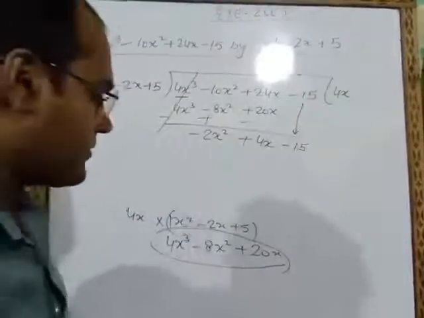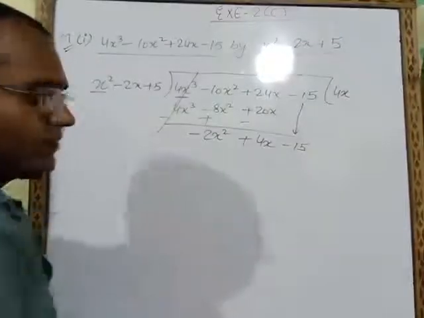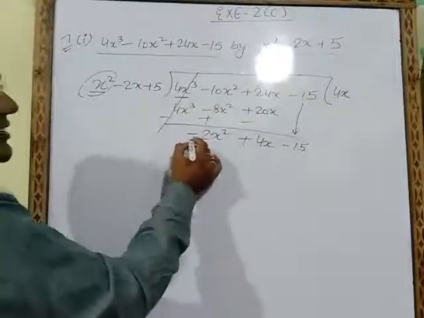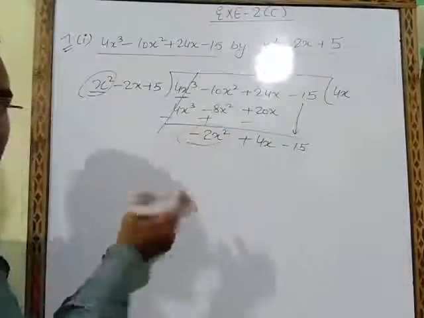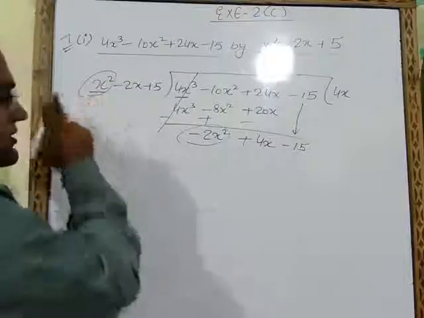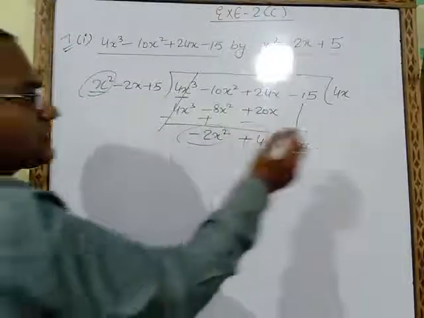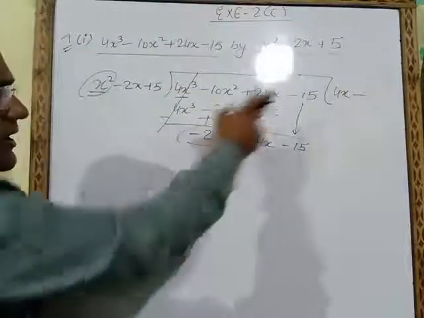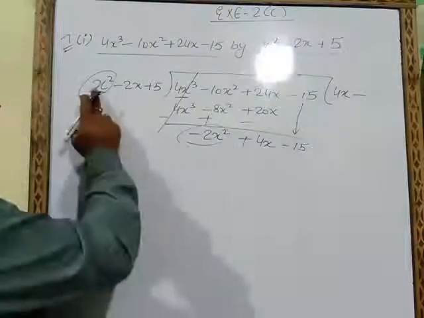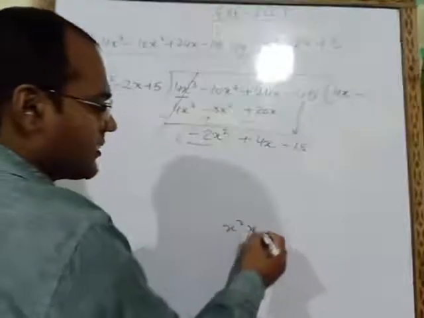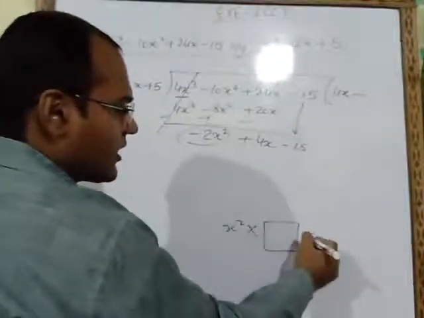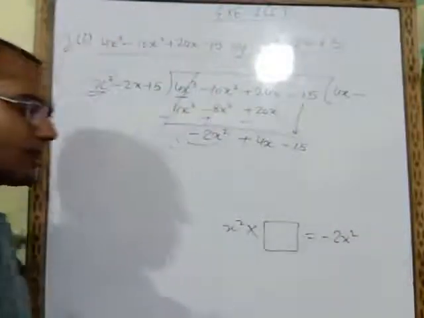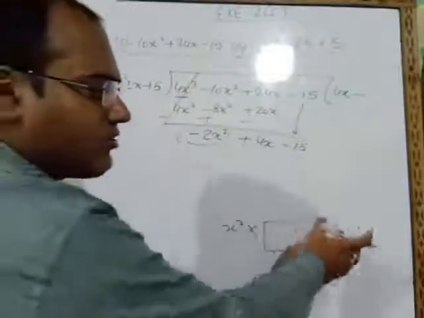Now next step. Next step what we will do? With the help of this first term, we will make this first term. First of all you make the sign. This is plus sign and this is minus sign. Plus minus. So here in the answer we have to take minus. Plus minus minus. Now x square we have to multiply in order to get the answer minus 2x square. X square multiply dash is equal to minus 2x square.